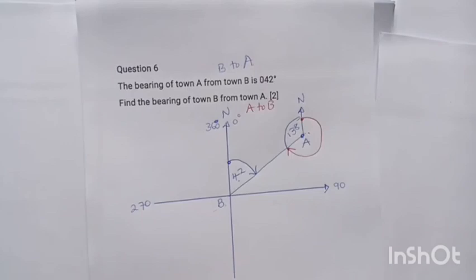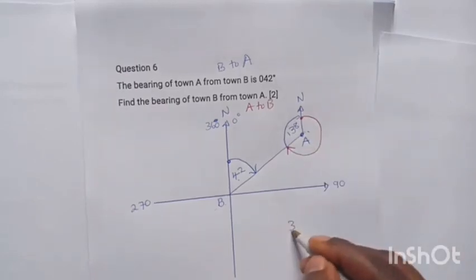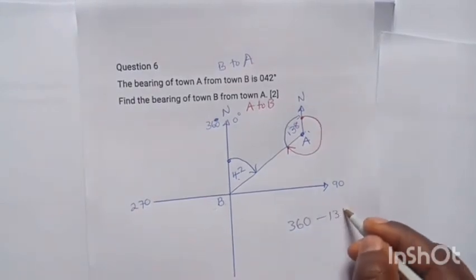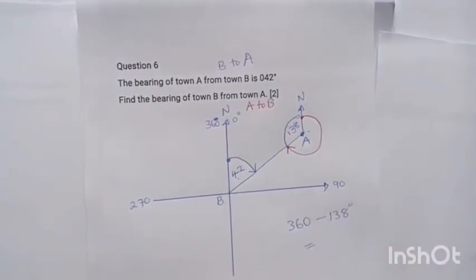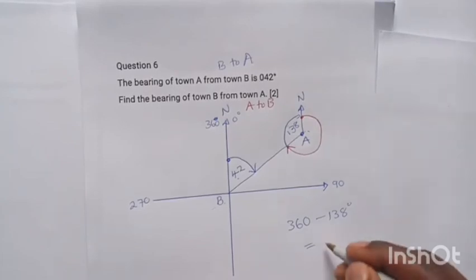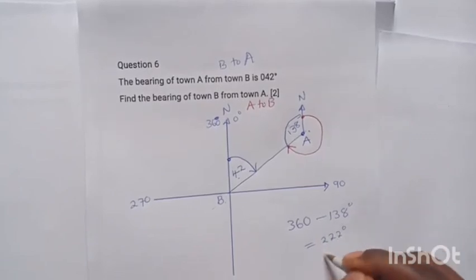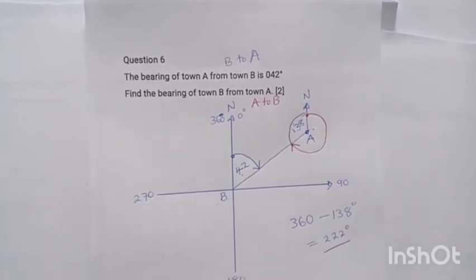Right. So this required bearing, this red angle, can now be calculated using the concept of complete revolution, as the two angles add up to 360. So 360 degrees minus 138 degrees, you get 222 degrees as your final answer. And this is how you work out bearing questions of such kind.